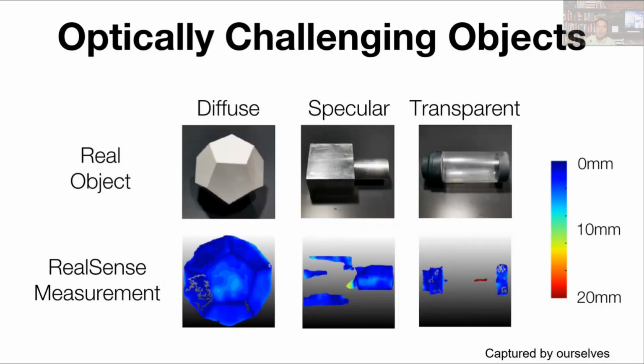However, it still has some limitations. This figure shows the depth map of 3 different objects. The measurements of specular and transparent objects are noisy and incomplete, which limits its application in certain scenarios, such as bin picking and object manipulation. Also, it leads to a large gap between simulation and real data.